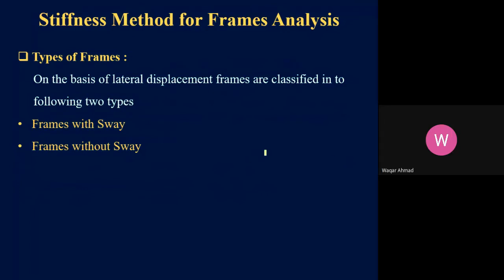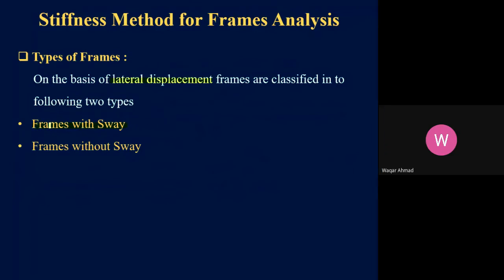Okay, there are basically two types of frames based on the lateral displacement. The first type is frames with sway, or in other words, those frames which displace laterally.